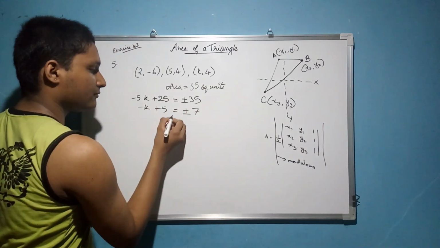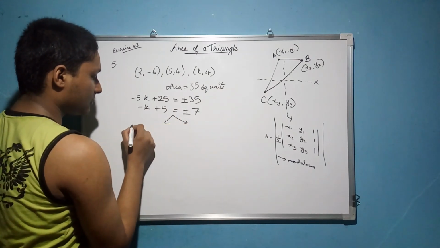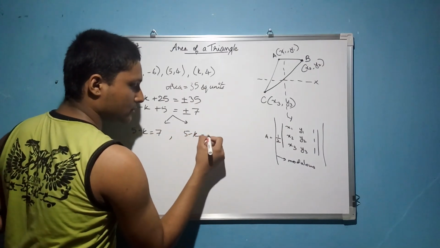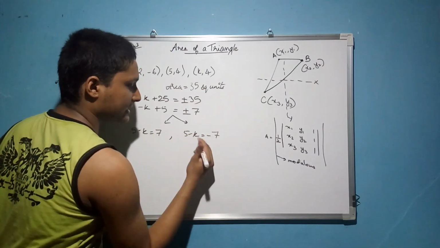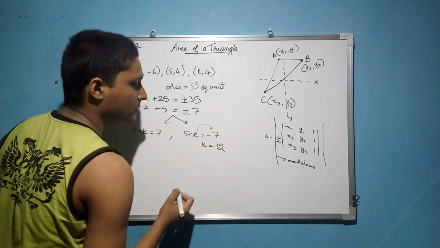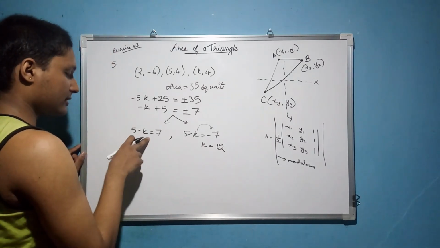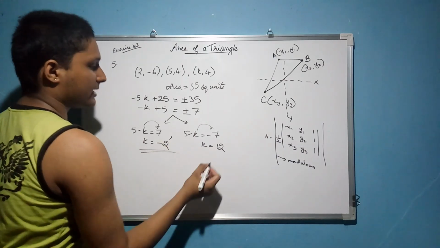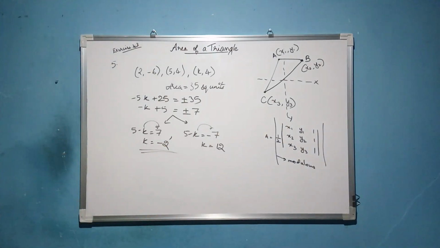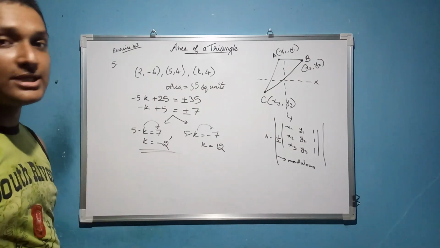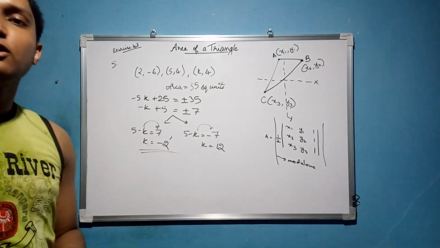So we are going to the two cases. 5 minus k is equal to 7, and 5 minus k is equal to minus 7. In this case, taking k to the right hand side, k is equal to 12 is what we're going to get. In the other case, k is equal to minus 2. So minus 2 and 12 are the answers for this question. That is option C. So that's all about the area of the triangle.